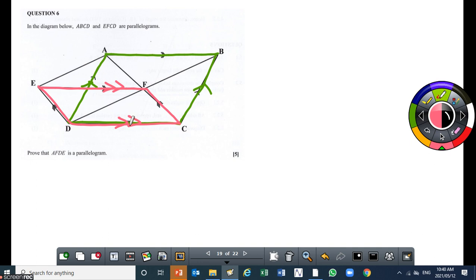Furthermore, I'm sure you can see this. I hope you can see this. Yesterday, I told you that FC is parallel to ED. I hope you can also see that, because geometry is about what you see. If you don't see it, you won't be able to do the question. So, FC or CF is parallel to ED.